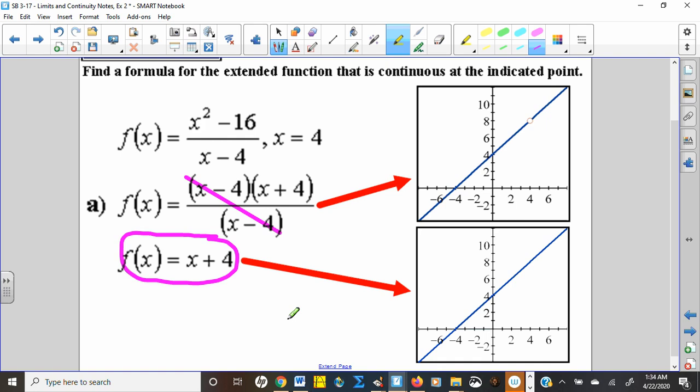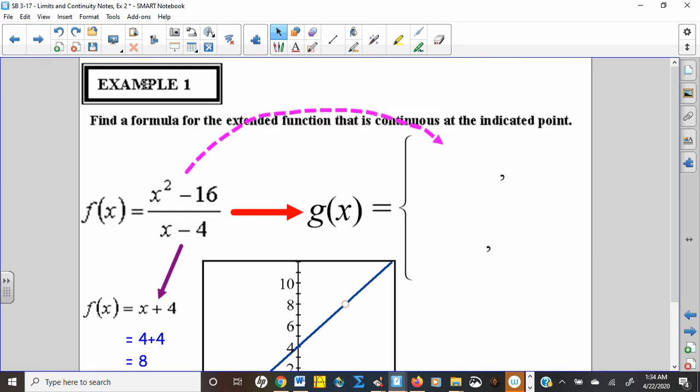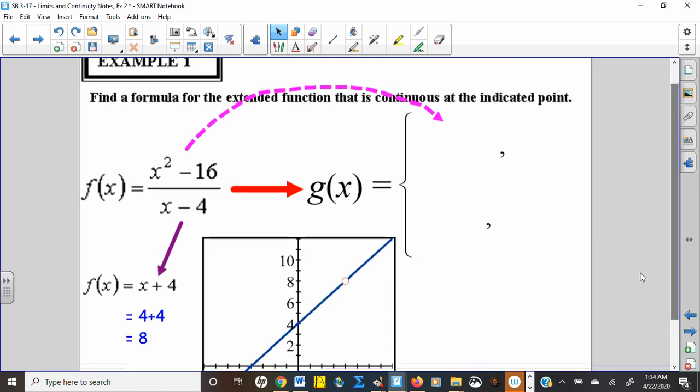So I'm going to show you the same exact problem, and we're going to write the new function in a slightly different way. And if you learn how to do this, you're going to be golden. You're going to know exactly how to do all of the problems of this type. Okay, so here's the idea. We're going to create a piecewise function.